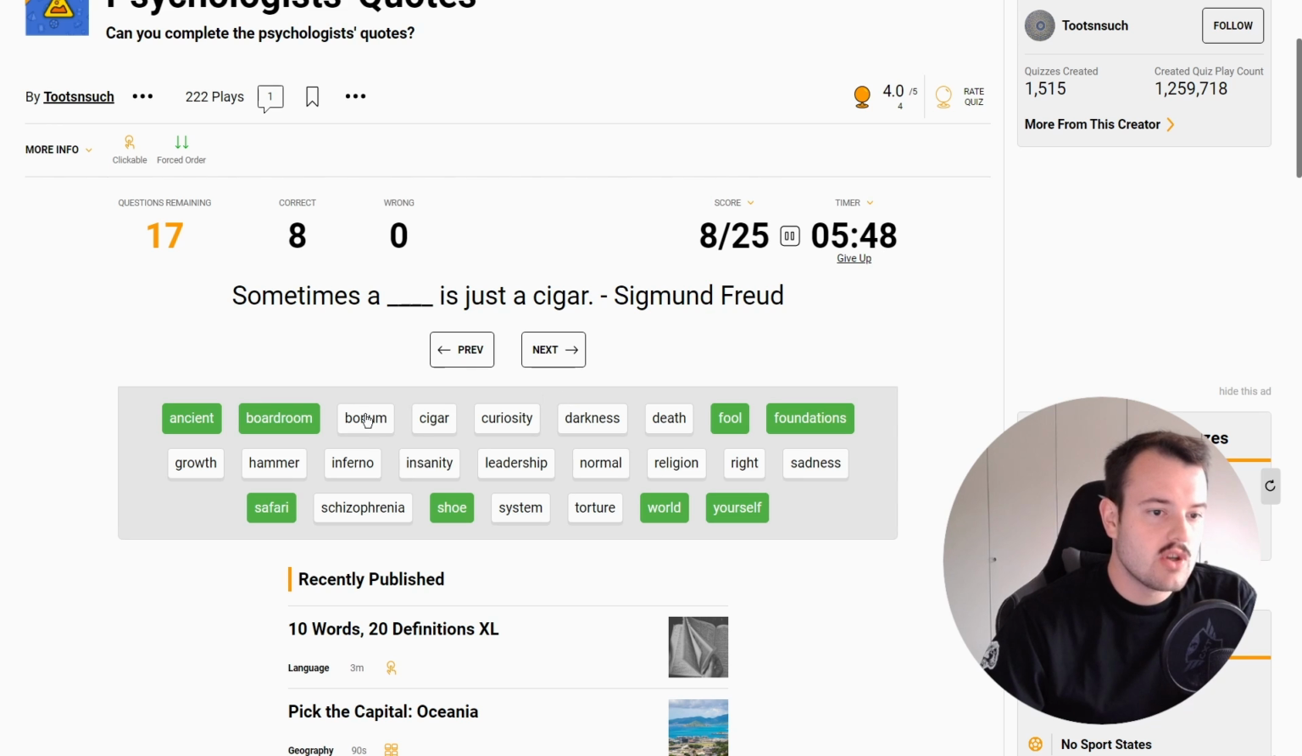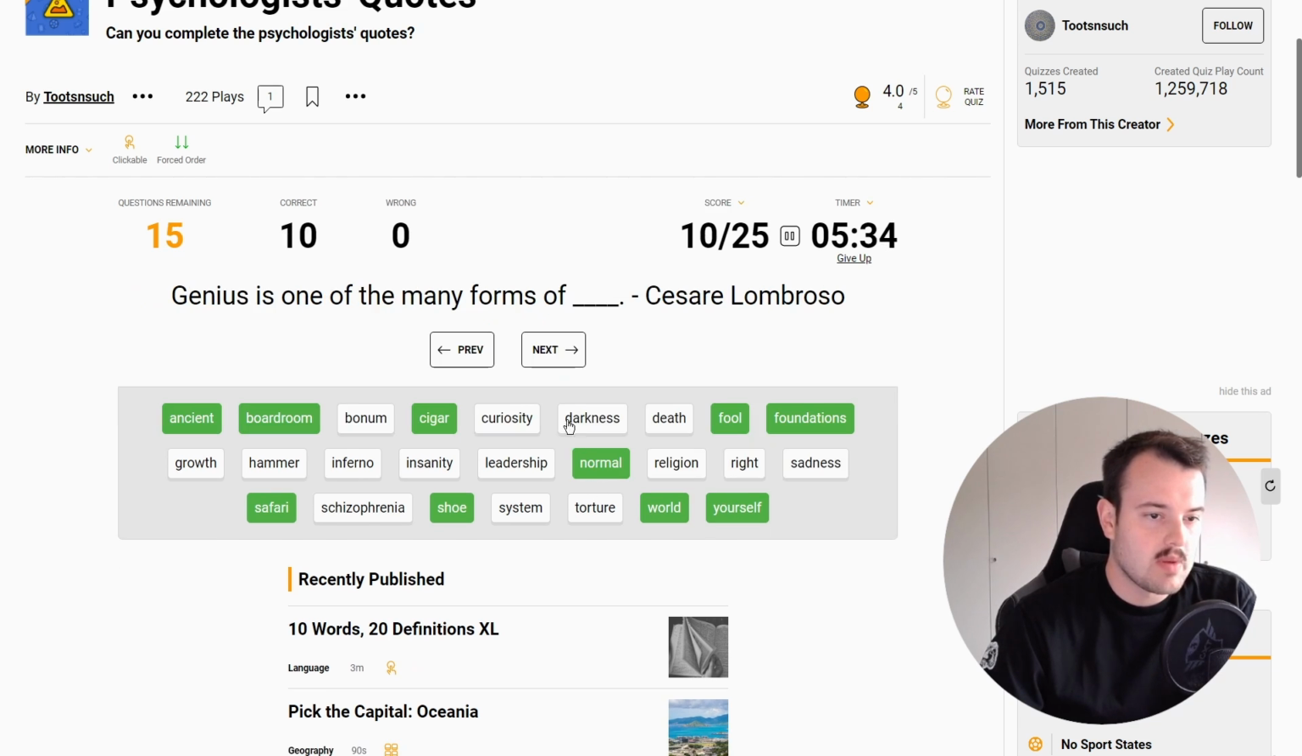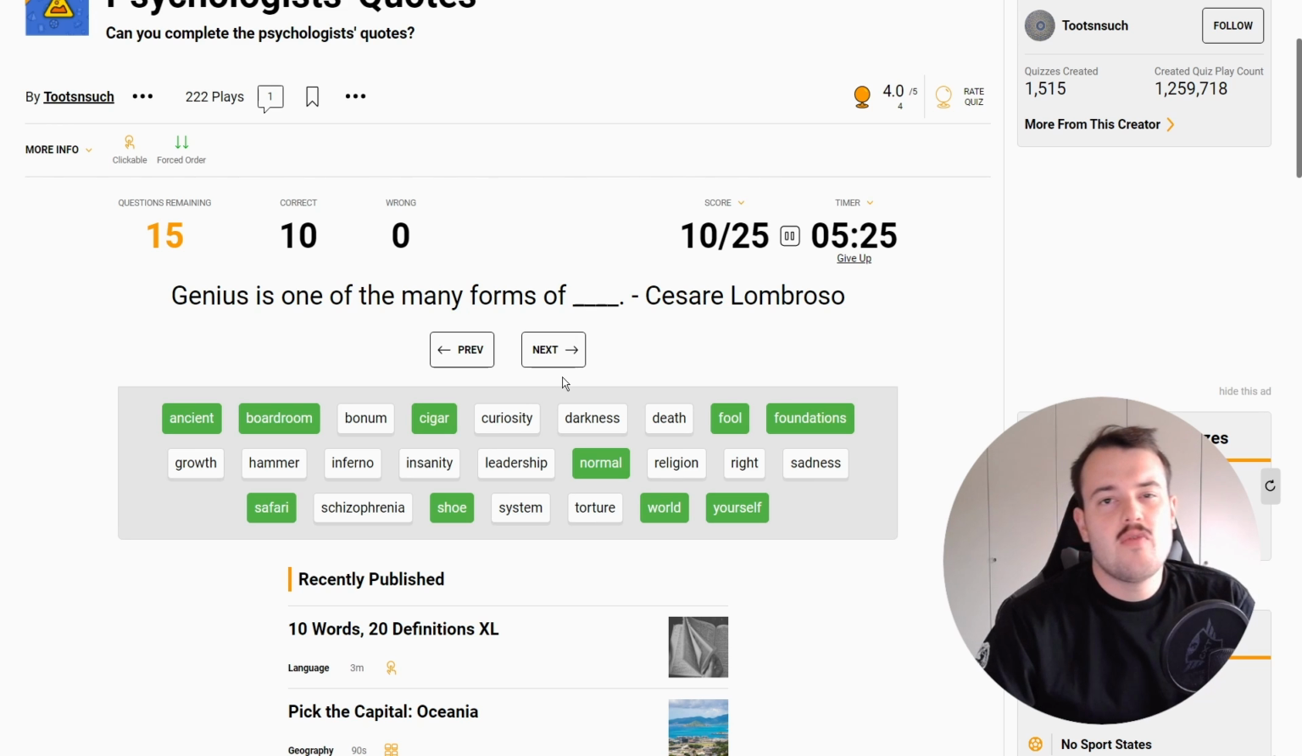Sometimes a cigar is just a cigar. The only normal people are the ones you don't know very well. It sounds like normal people, right? Normal people, hell yeah. The only normal people are the ones you don't know very well. Is that trying to say like, when you think about the people you know, everybody has their quirks, everybody is on one of the spectrums of a mental disorder, maybe everybody has something wrong with them?